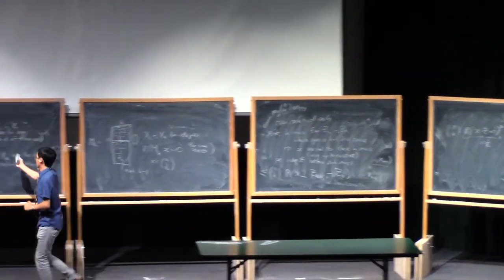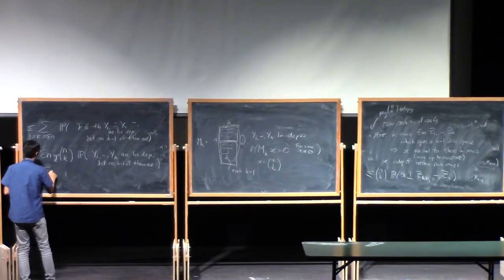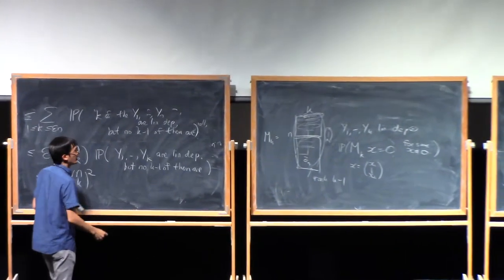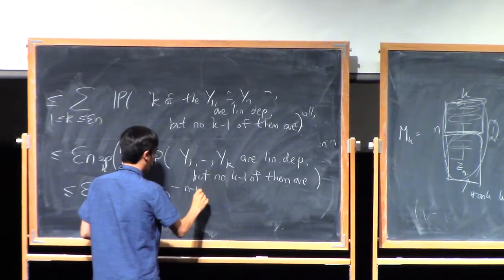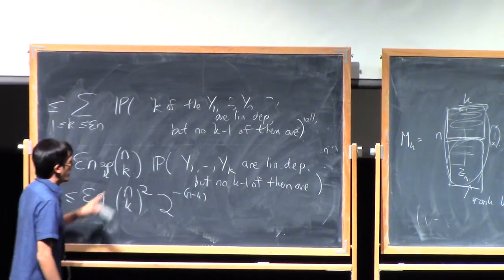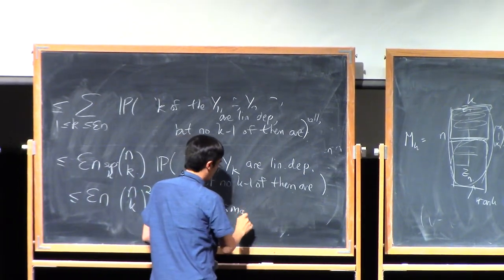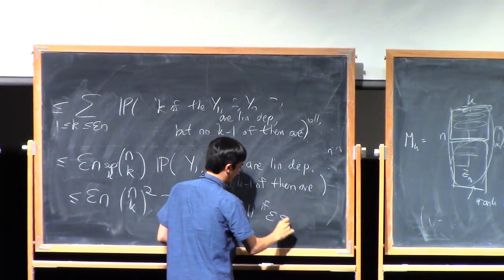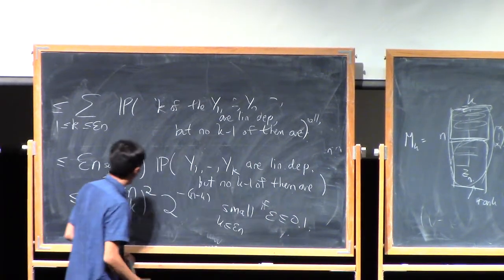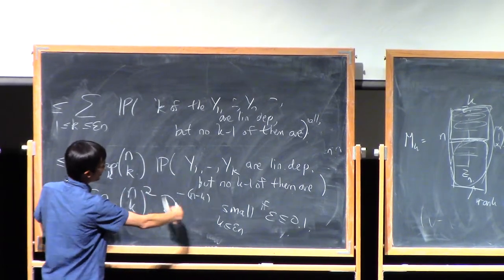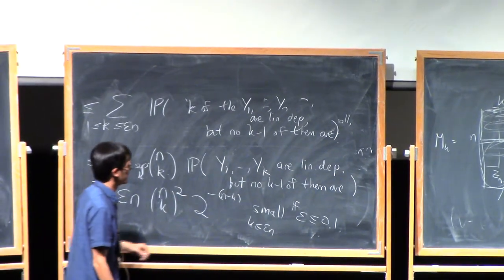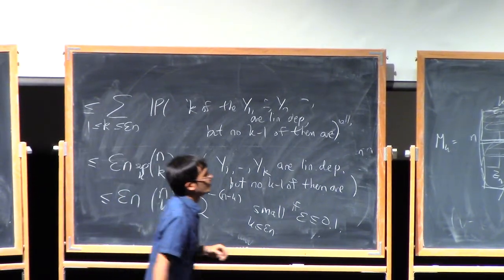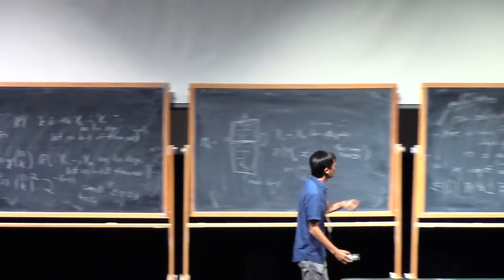So when you put all this together, what you bound the thing by is epsilon n, n choose k twice from the entropy, and then 2 to the minus n minus k. Okay, and this will be very small. So remember, k is already small, and this will be small as long as epsilon is small. Okay, if epsilon is, I don't know, less than say 0.1 or something. Because these binomial coefficients will be a lot smaller than this exponential factor here, as long as epsilon is small enough. Okay, so this is how you deal with the compressible vectors.